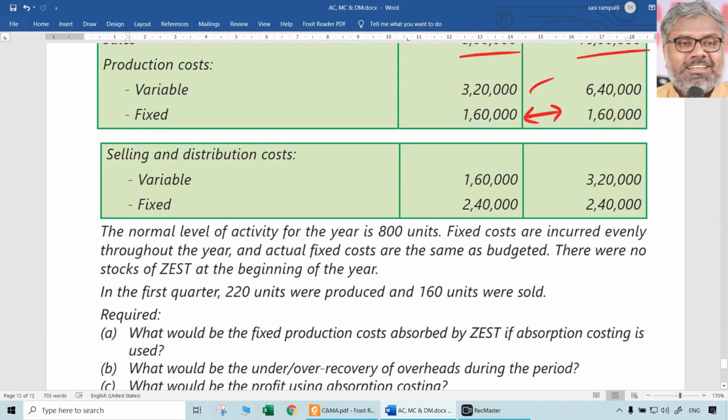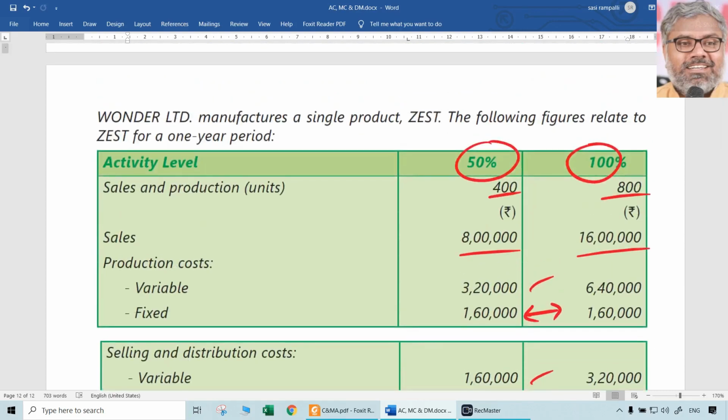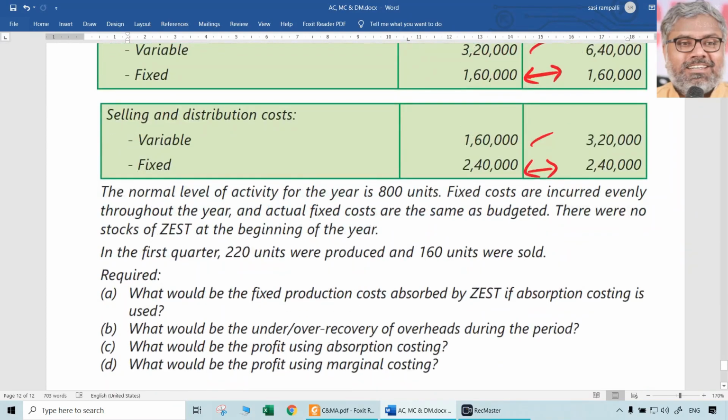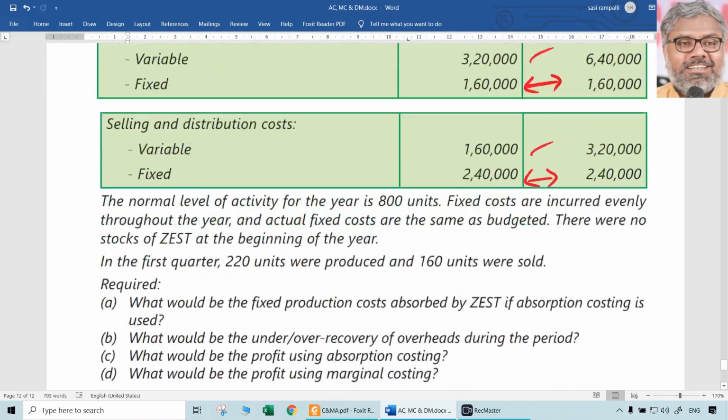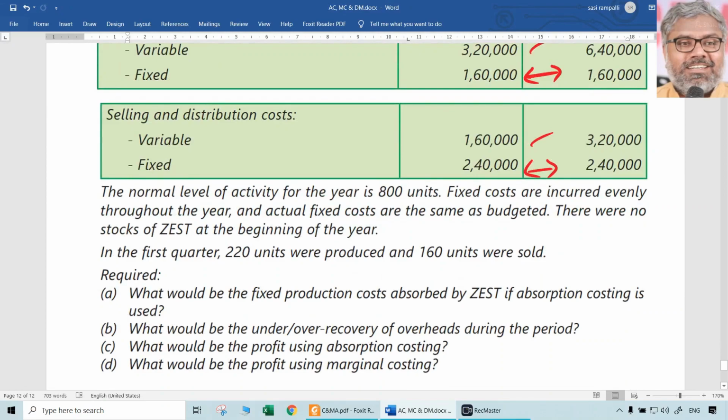Selling and distribution cost is also variable and fixed. Variable is doubled because production or capacity doubled, at a different level of activity we can say. Fixed cost remains the same. So the data is very simple and straightforward, given at two different levels of activity. The normal level of activity for the year is 800 units. That is the normal level of activity, 800 units.